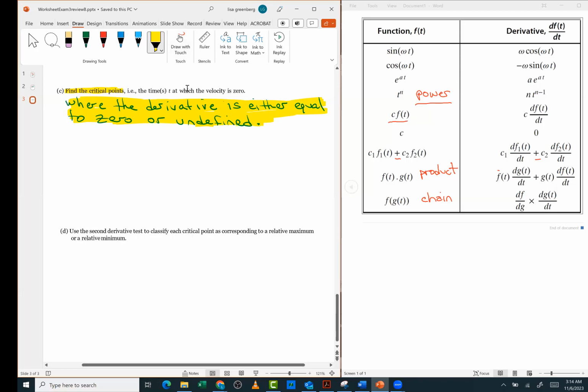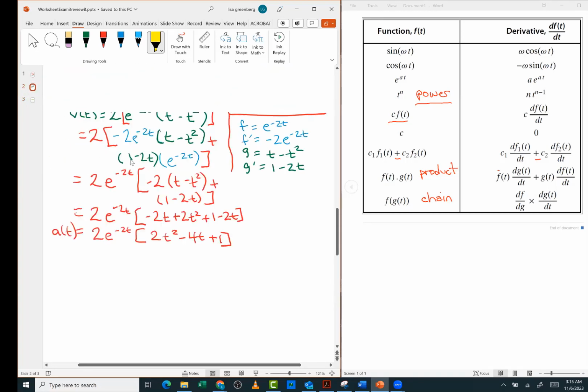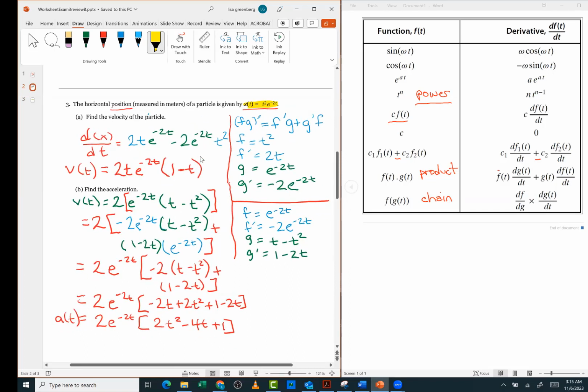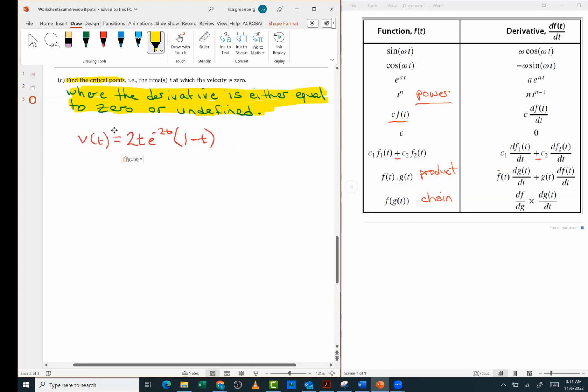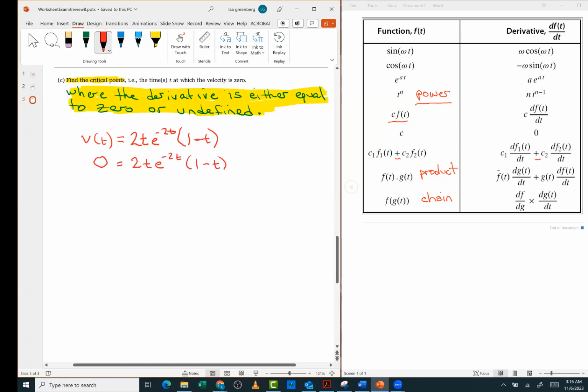Well, we already took the derivative of our function. It's our velocity. Let's go get our derivative. Here we have it. Now you'll see why this form is the form that you'll prefer. Here's my derivative, and what I want to do is say I need to let v of t equal 0. I get 2 times t times e to the minus 2t times 1 minus t.